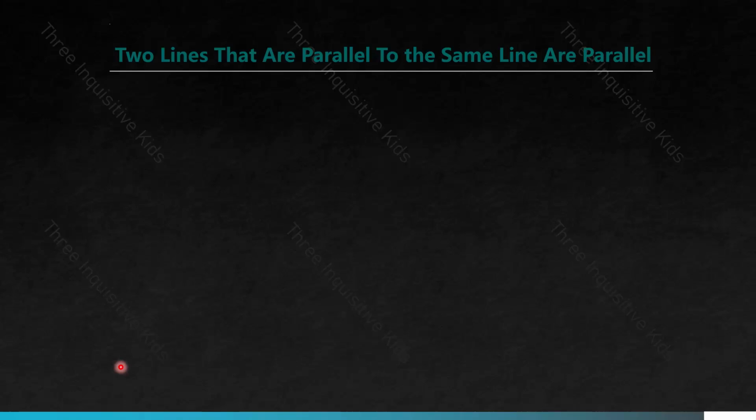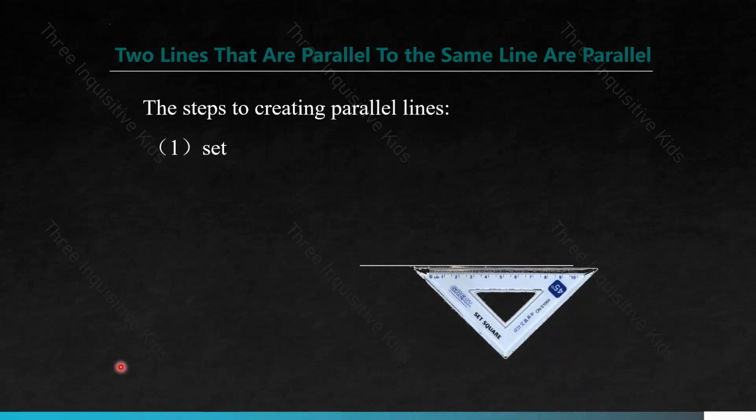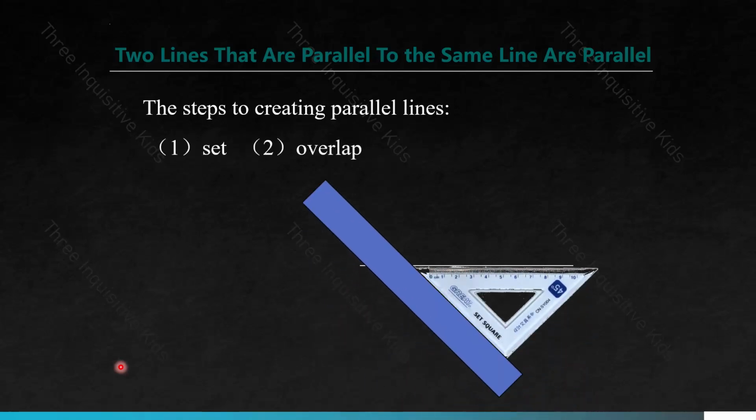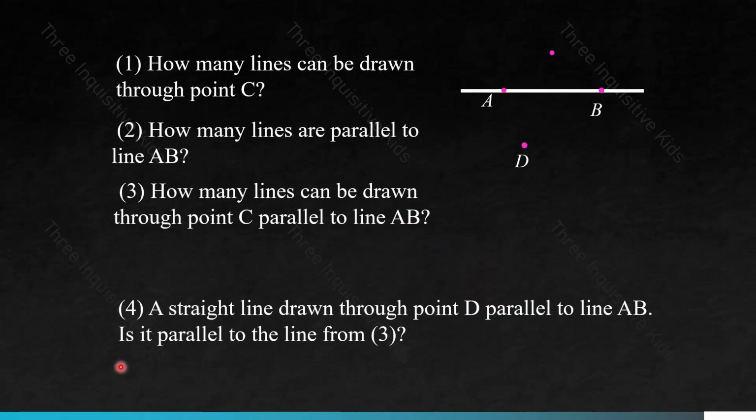Two lines that are parallel to the same line are parallel. This is the third section of this lesson. The steps to creating parallel lines. First, you set. Next, you overlap with a straight ruler. Next, you shift along that ruler. And then finally, you draw that parallel line.